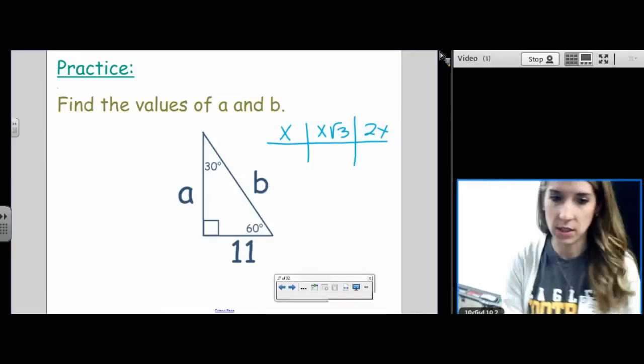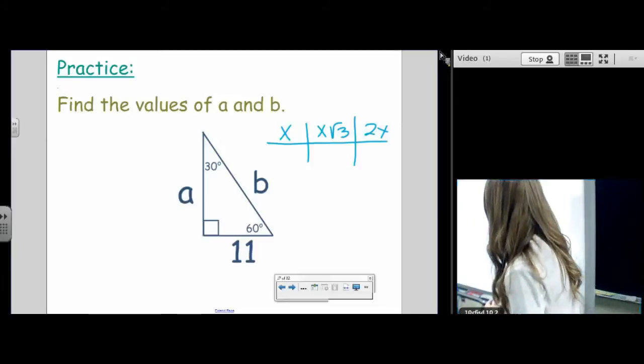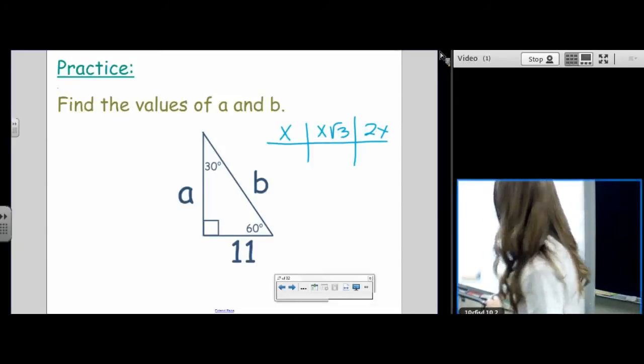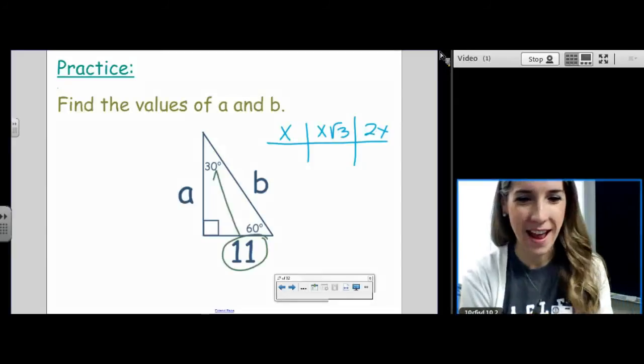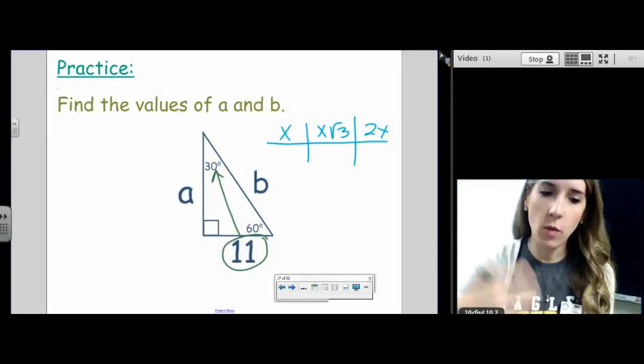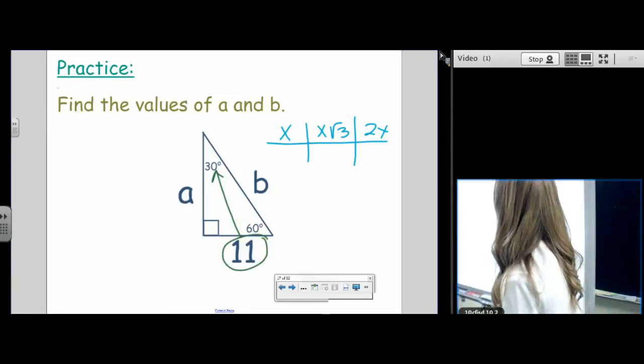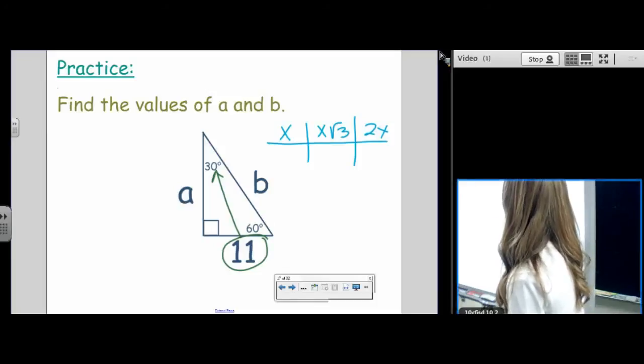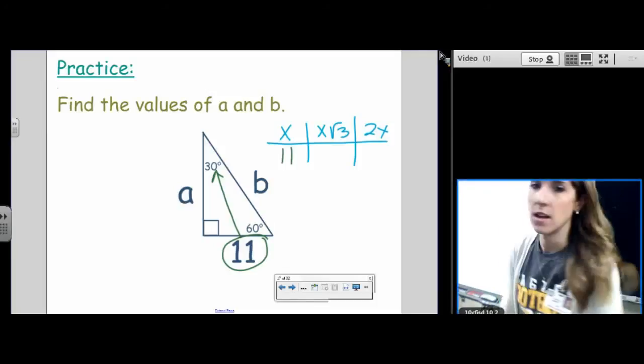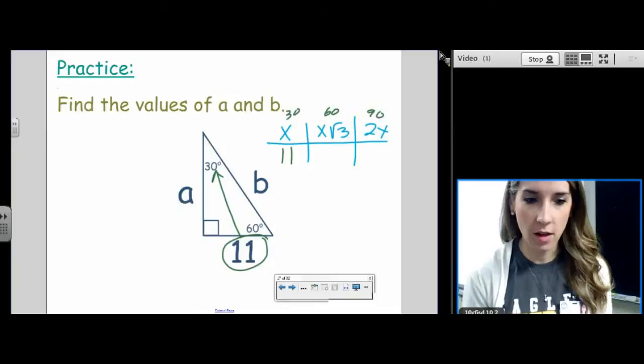Then I always ask my students, which side do we have and what is it across from? You'll get so tired of me saying that. Which side do we have and what is it across from? Well, we have 11 and it's across from 30. 30, 60, 90. So I put 11 in the 30 column.